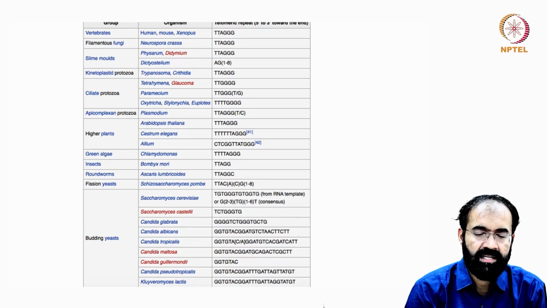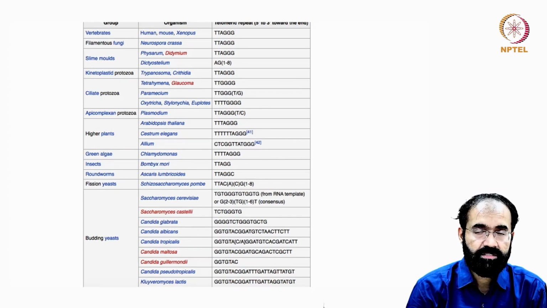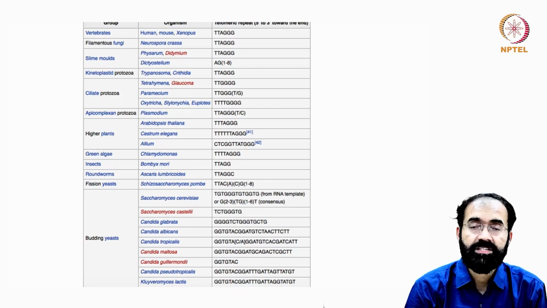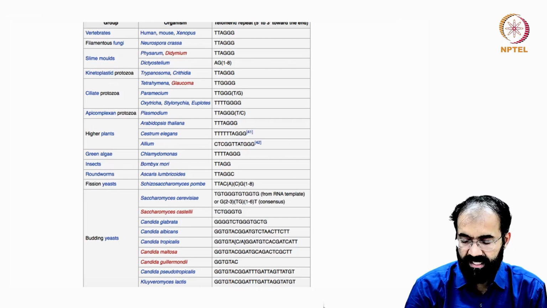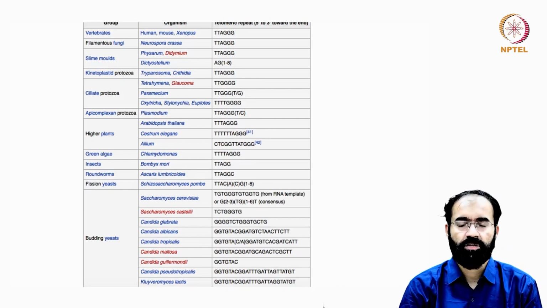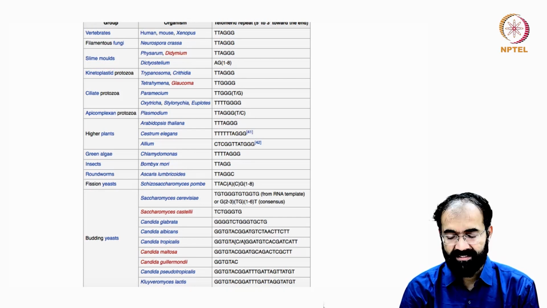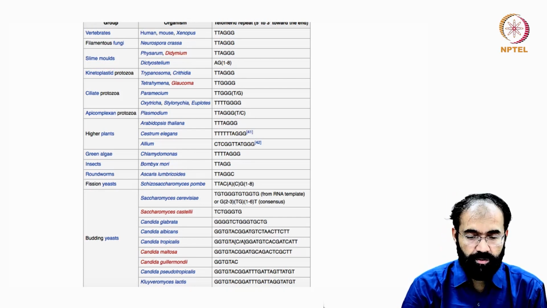Slight variations are there. In Arabidopsis thaliana, instead of TTAGGG, it is triple T. T2AG3 becomes T3AG3. That is the difference between plants like Arabidopsis and human. So that shows how conserved this whole mechanism is. In many other fungi, there can be variations. That's not important, but we should know that significant conservation exists between eukaryotes.